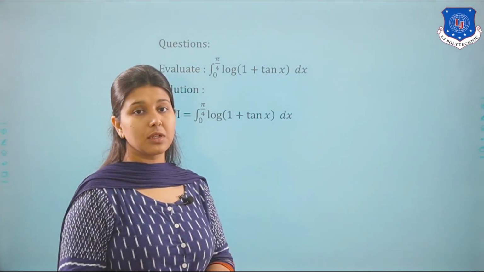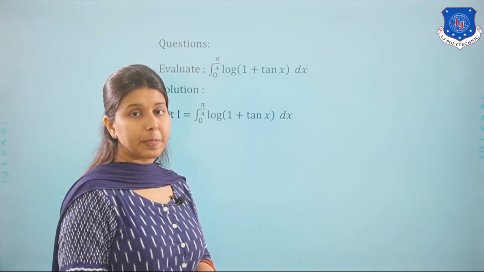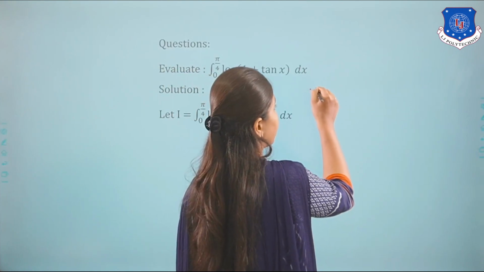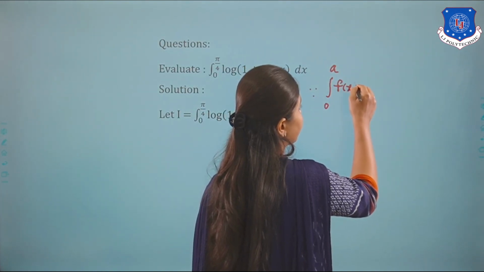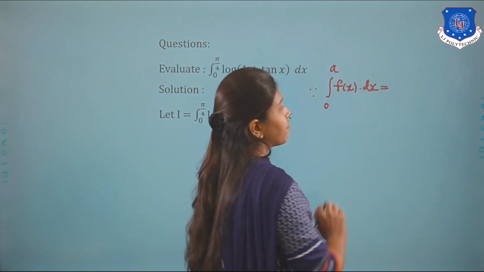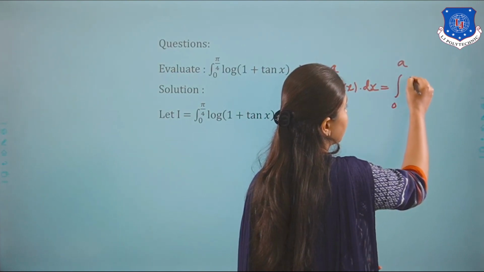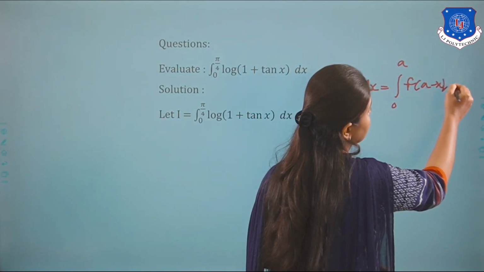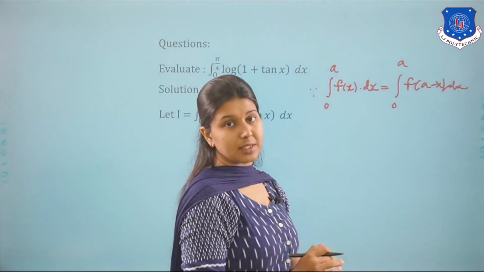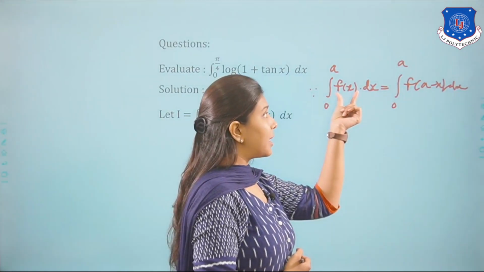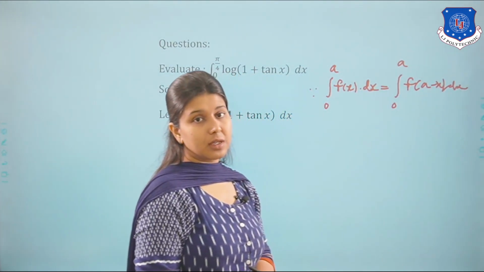In this question, we are having limit 0 to pi by 4. See, if you remember, we have the formula of integration of 0 to a f of x dx is equals to integration of 0 to a f of a minus x dx. That means if you are having some limit a, then you have to replace your function f of x by f of a minus x.